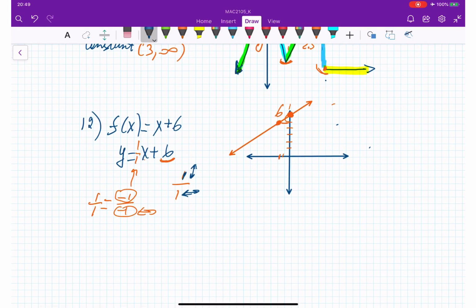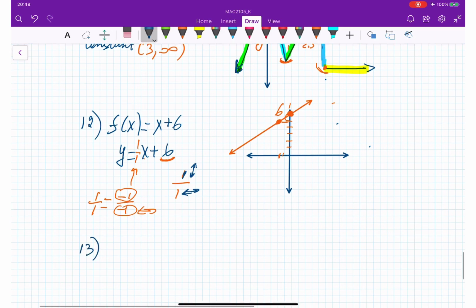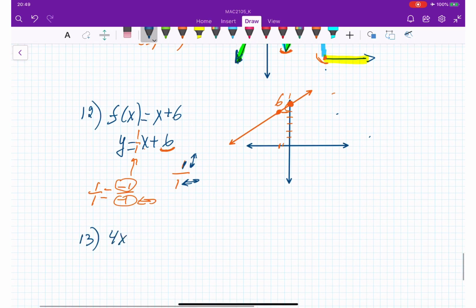Question number 13. What do we have? 4x minus 4y is equal 16. So what is our goal here? To identify the slope. Okay. How are we going to identify it? From this equation like that, we cannot identify the slope.